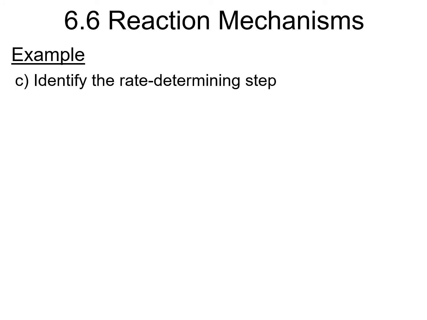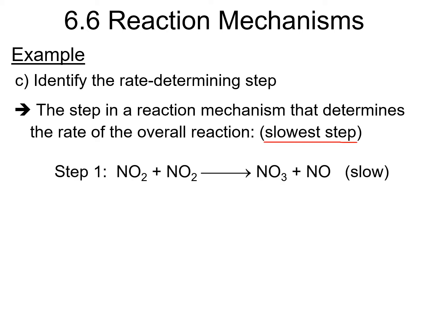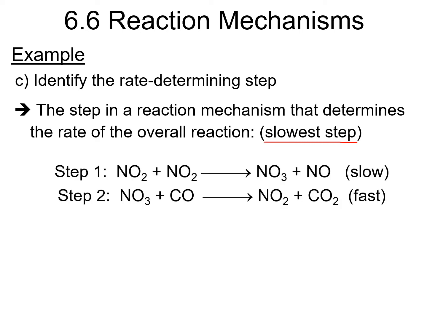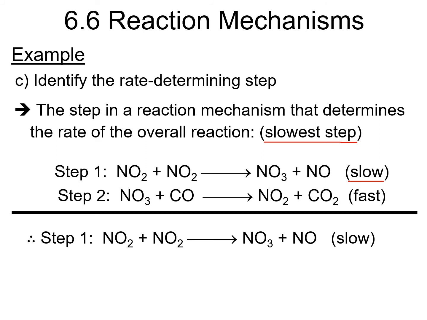Moving on, identify the rate determining step. To do this, all we're doing is looking for our slowest step. So this should be pretty obvious. Listed there are the slow and the fast. That says slow, so that's going to be our rate determining step. There it is.